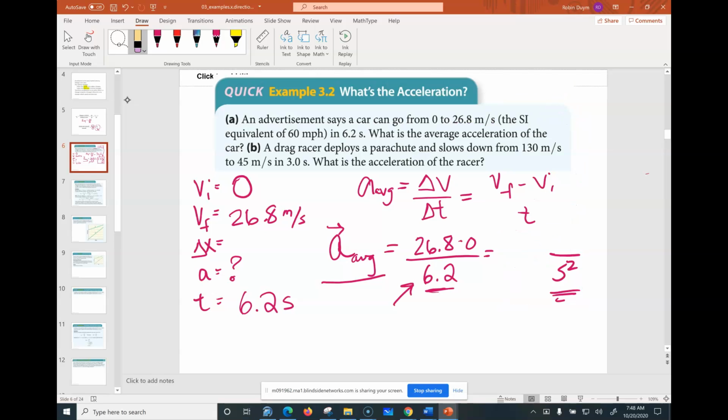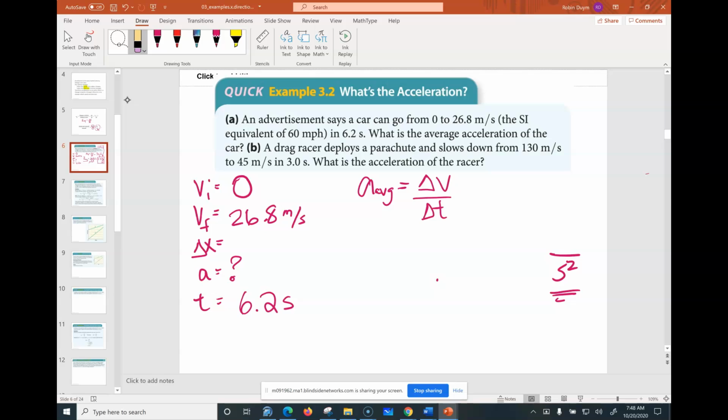Part B is talking about a drag racer, I think. Yep. He deploys a parachute and slows down from 130 meters per second, super fast, to 45 meters per second in 3 seconds. So we want the acceleration there. So jot those down. Write down what you think is happening.